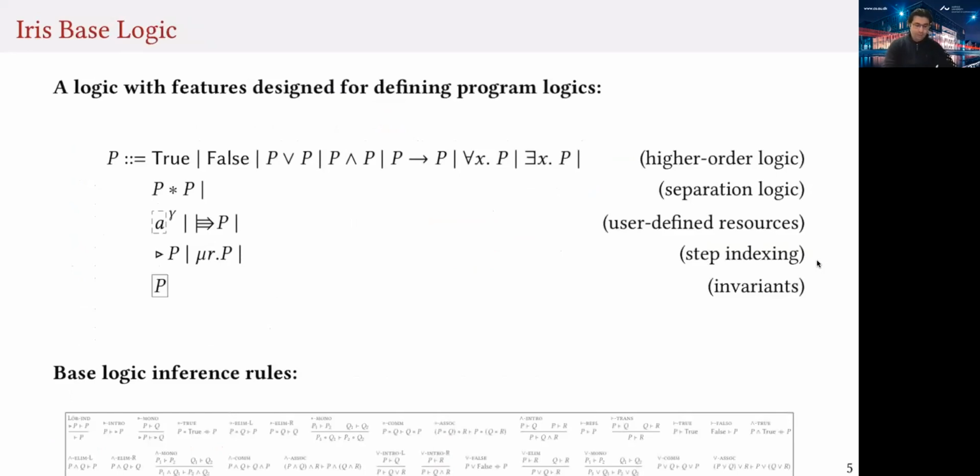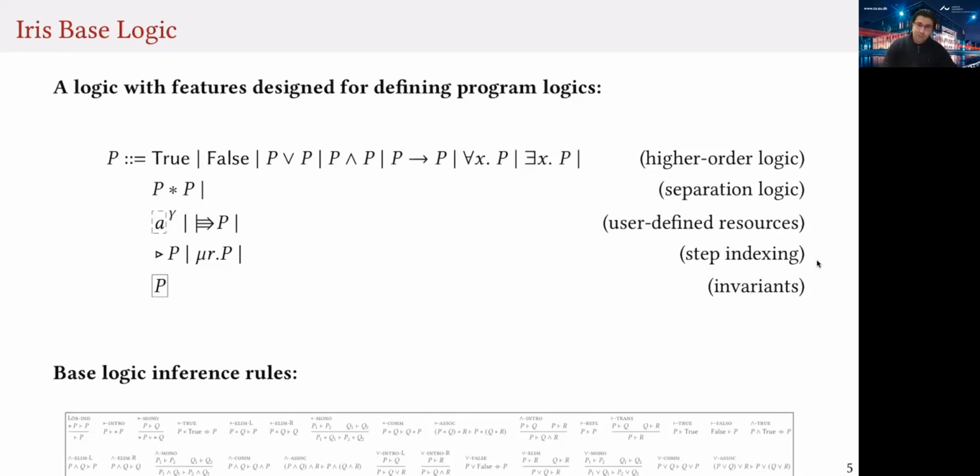So let me briefly mention what the base logic of Iris actually gives us. I will get into the details of these things later on, but just for now, let me give you the high-level view. First and foremost, Iris is a higher order logic. And what I mean by that is that apart from the ordinary logical connectives, you have universal and existential quantifiers in Iris that you can use to quantify over anything, including the Iris propositions and predicates themselves. That's the higher order aspect of the logic.